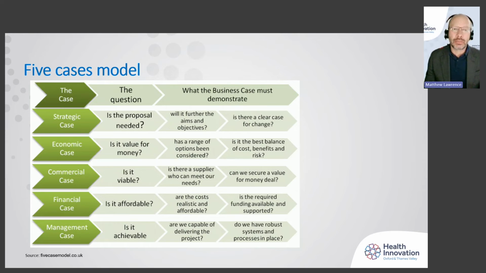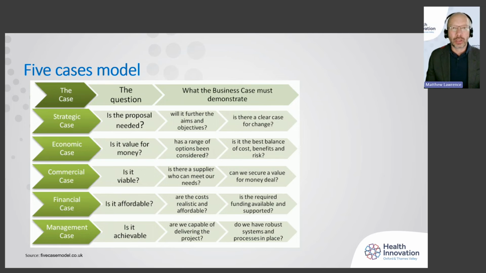The five cases model. This is something that's used at the large level for big cases, and it's looking at these different things. So essentially a strategic case. Where does it fit against those large scale priorities? Is it needed against the aims and objectives of the organization? Economic case, is it value for money? That's the finances. Have they considered all that? Is this the best way of spending that money, delivering what we want to do?